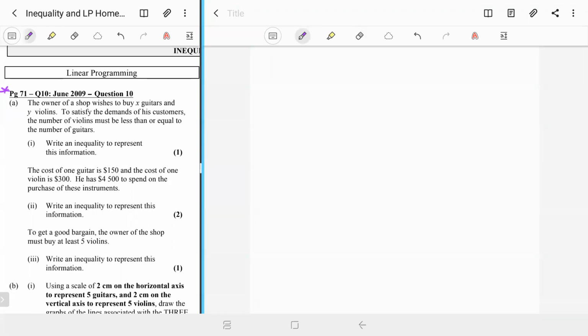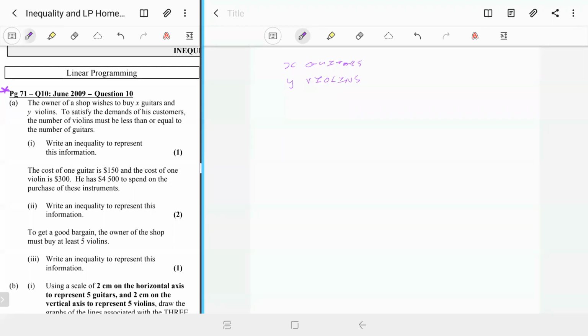All right, let's go. I'm going to reason out this one now. Pay attention. Anything you don't understand, tell me. It says the owner of a shop wishes to buy X guitars and Y violins. Now, X is the number of guitars, Y is the number of violins. Always remember, you don't know X and you don't know Y. So they're buying X guitars. Let's write it down. X guitars. And they're buying Y violins. You don't know X and you don't know Y.